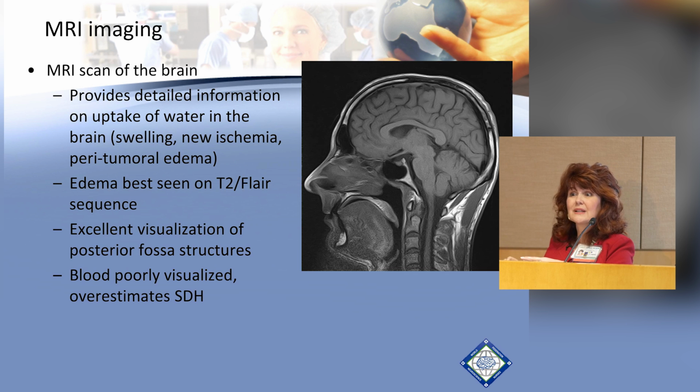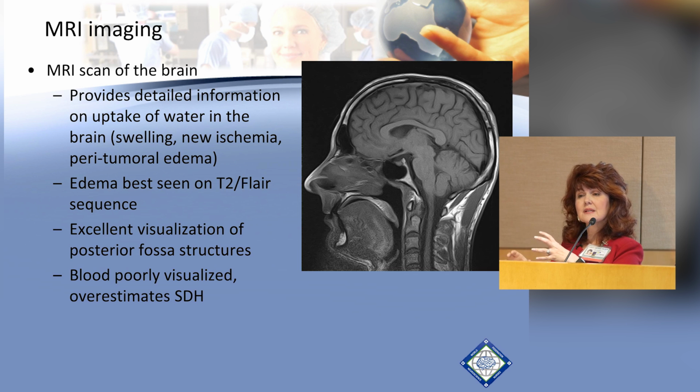Blood is really poorly visualized. So sometimes a subdural hematoma will be really overemphasized. It's not nearly as big as it appears to be on MR. And sometimes it's very difficult to see subarachnoid hemorrhage. So those aren't the best screening tools for blood.